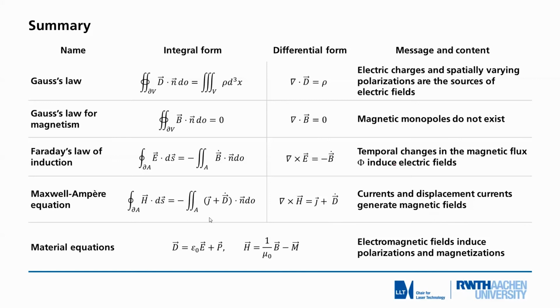And if you add the material equations as they are stated here on the bottom of that slide, and the Lorentz force as we introduced it in the very beginning, then we can summarize this set of equations as the tool to describe matter and fields. In a simple sentence, the charges generate electric and magnetic fields, and the electric and magnetic fields tell the charges how to move.